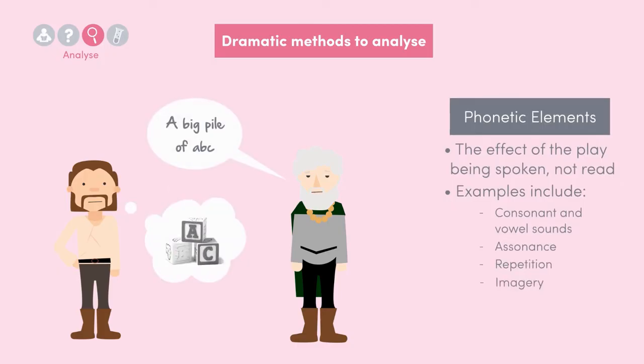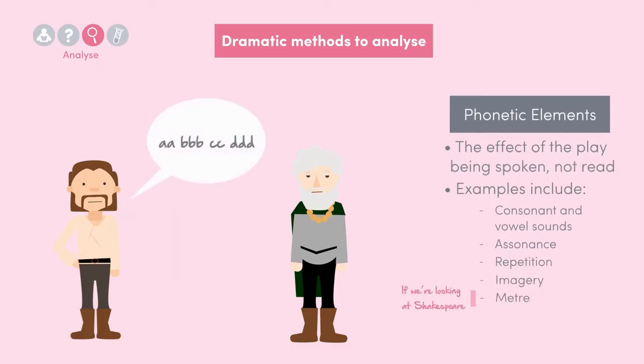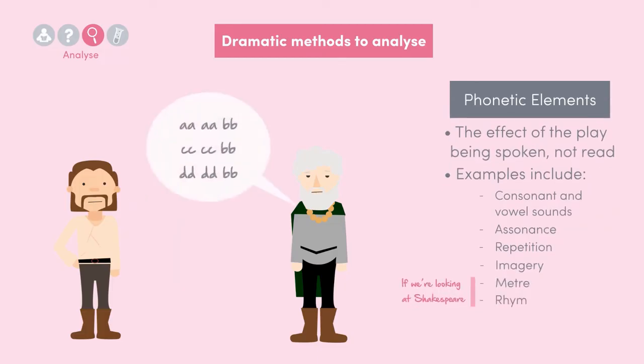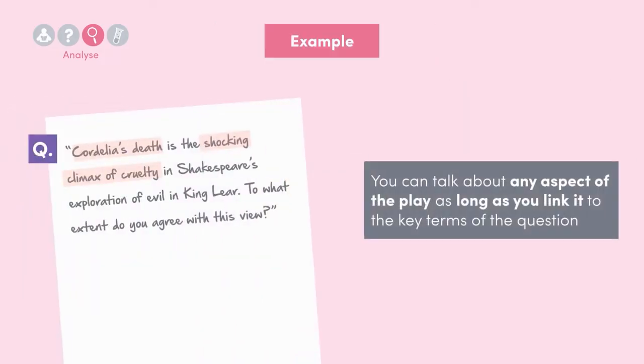Of course, if we're considering a playwright like Shakespeare or Marlowe, for example, we want to be looking at metre and rhyme, which can be found in our How to Analyse Shakespeare video series. In this example, you can talk about any aspect of the play, form or not, as long as you relate it to whether it helps to make or not make Cordelia's death a shocking climax of the play's cruelty.